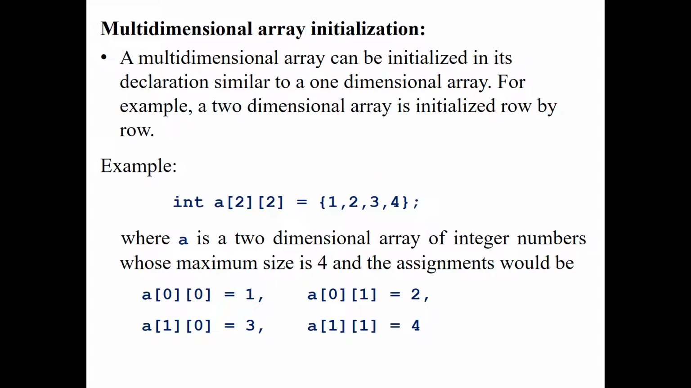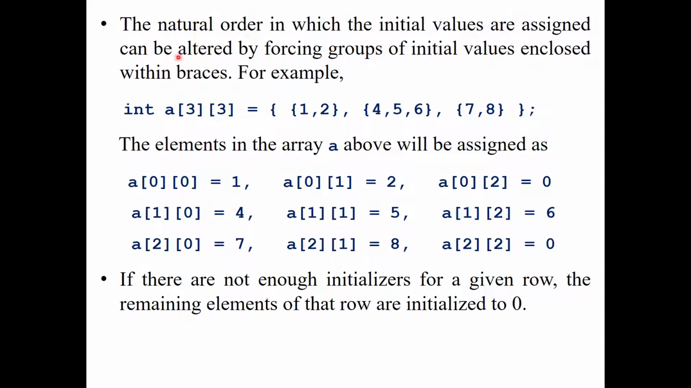So if you remember the last slide, you can always form a matrix for such an example. So this is the natural order in which the initial values are assigned. They can be altered by forcing groups of initial values enclosed within braces. So as I told you earlier, individual rows can be forced to fall in individual bodies of these braces. So the first row is 1, 2. Since the third element is not defined, that will be taken as 0 by the compiler.